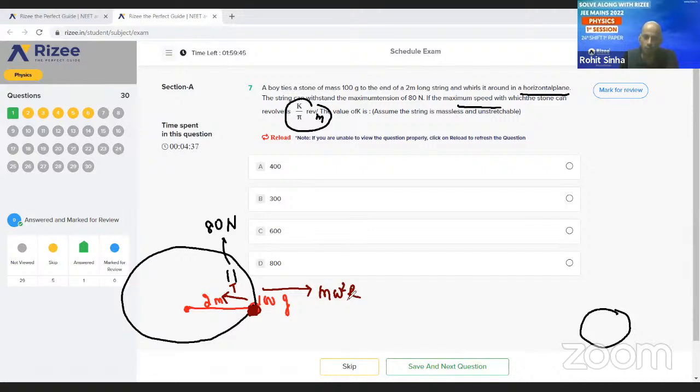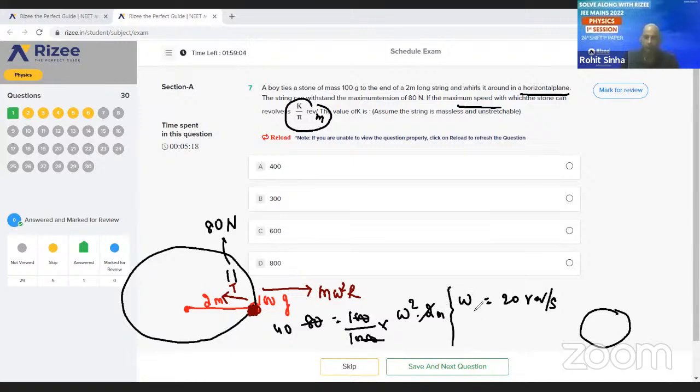So what will we do here? Since the maximum speed is given, we equate with the limiting case. So 80 Newton is equal to m, where m is 100 gram, which means 100 by 1000, times omega square, into r. It is given as 2 meter. You see here, all values are given. You can see omega will come out like this: 20 revolution per second.